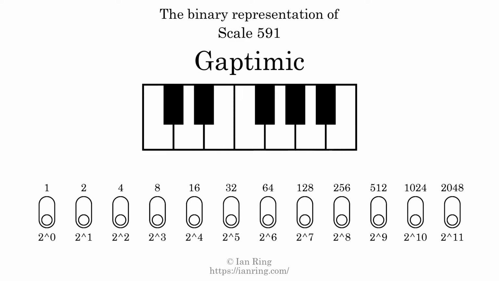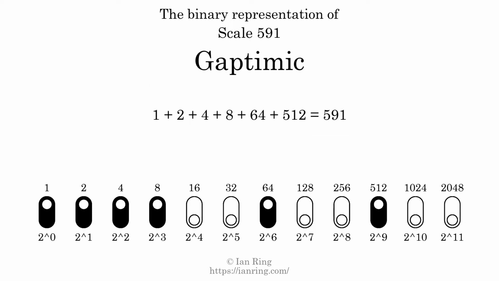The binary representation of this scale is determined by mapping tones of the scale to binary digits. Each binary digit represents a power of 2. To get the scale number, we add the powers of 2 together. The powers of 2 that are present in the scale, all added together, equals 591. That is why the scale number, in decimal, is 591.